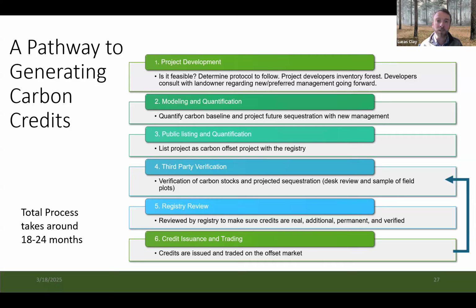At that point, this process, initially developing a project, can take around 18 to 24 months with current timelines. Hopefully the speed will increase in the coming years as this market becomes more developed. But I will say too, on the right, you see the arrow. Every 5 to 6 years, as I mentioned before, these projects do need to be verified so they can sell additional credits. So you're going to go back to step 4 and walk through steps 4 through 6 every 5 to 6 years to be able to sell more credits on these projects.